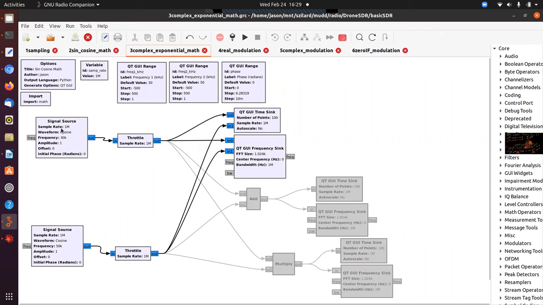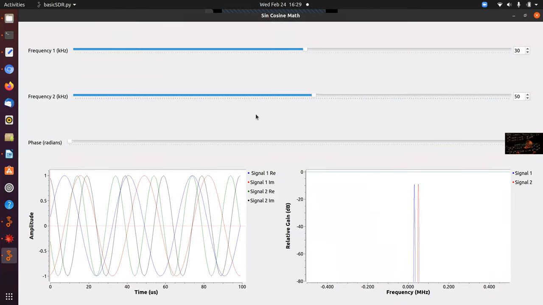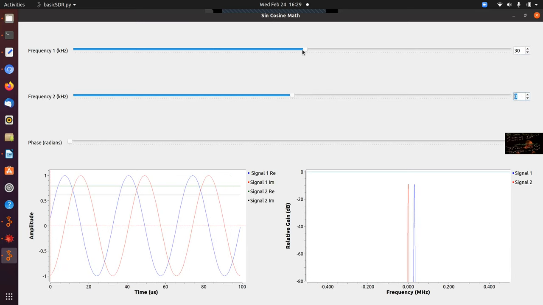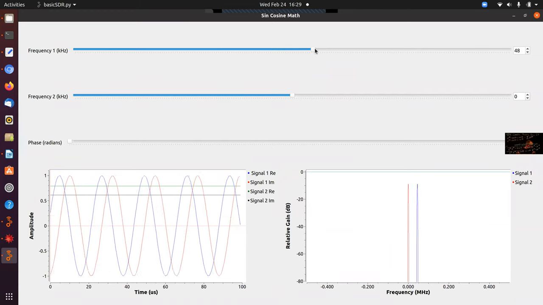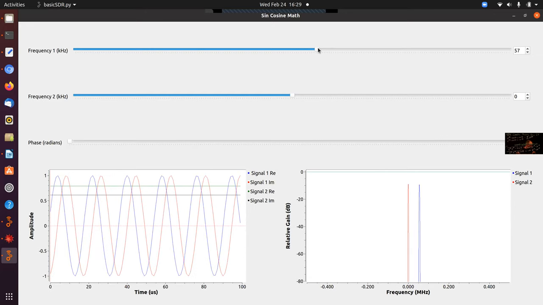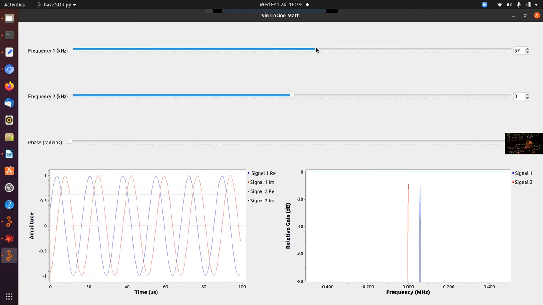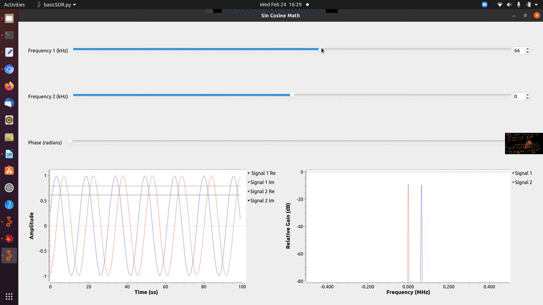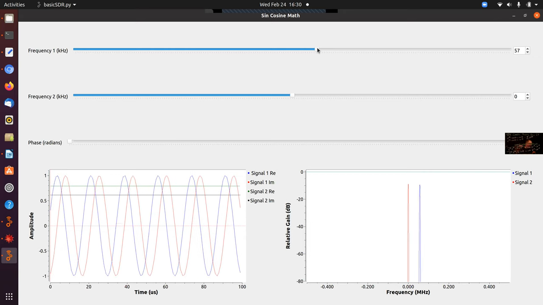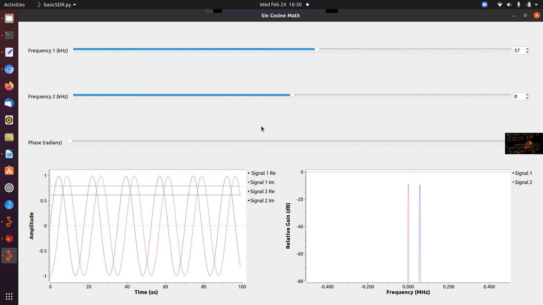So first I'll just show you, I have the two complex, it says cosine, but these are really complex exponentials, and I'll show you what those look like. Now here it's a little bit more complicated because let me turn one frequency down to zero. So here I'm showing the real and imaginary parts of signal one and the real and imaginary parts of signal two, but I'll get there in a second. So as I increase the frequency, both the real part, which is the blue cosine, and the imaginary part, which is the red sine, increase in frequency, right? Euler's formula says the real part is cosine and the imaginary part is sine.